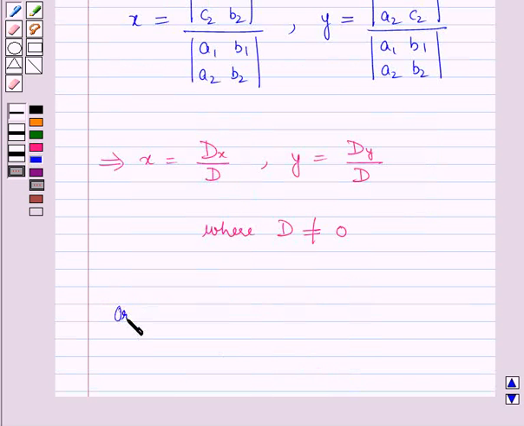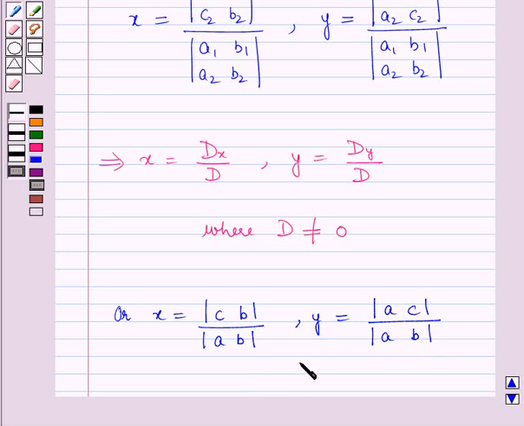Or in short, you can write x is equal to the determinant with elements c, b over the determinant with elements a, b, and y is equal to the determinant with elements a, c over the determinant with elements a, b, where the determinant with elements a, b is not equal to 0.